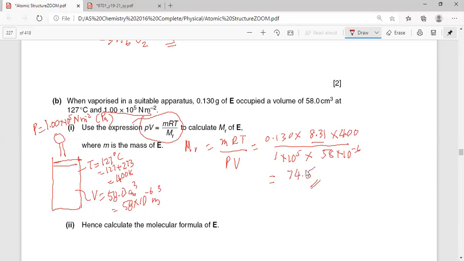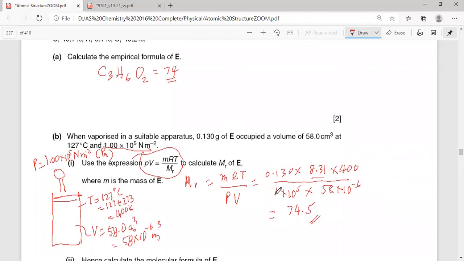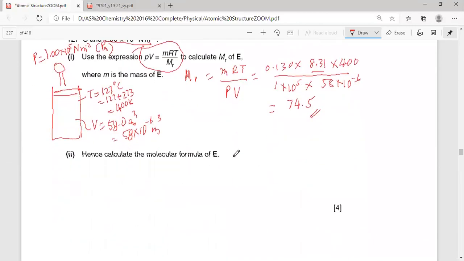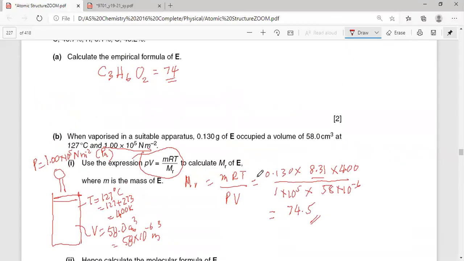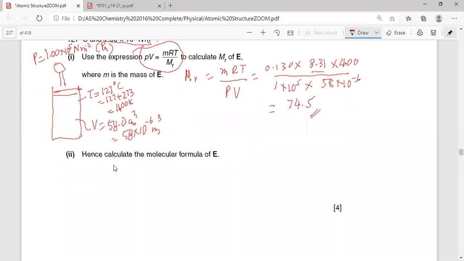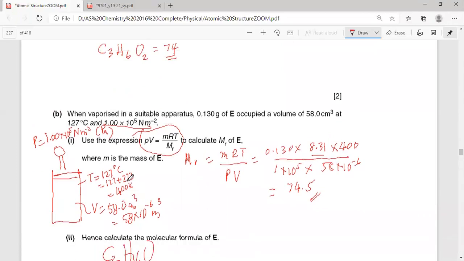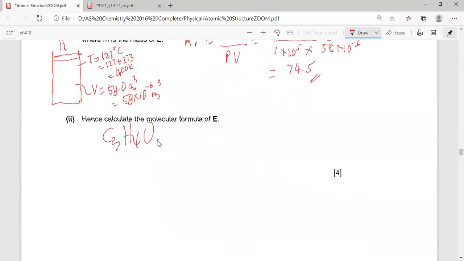See, about the same here. 0.5 sometimes just doesn't matter. So it's the same, which means the molecular formula is the same as the empirical formula. So here you can put down C3H4O, whatever, and calculate out. This is the MR. You will get about 74. So the molecular formula is this one here. So this is how you use the gas equations.